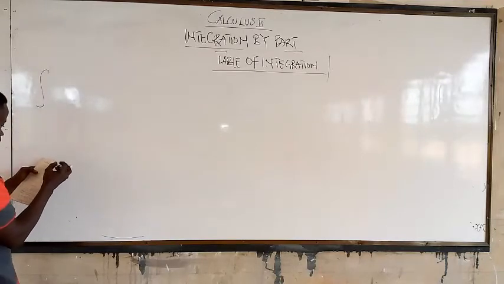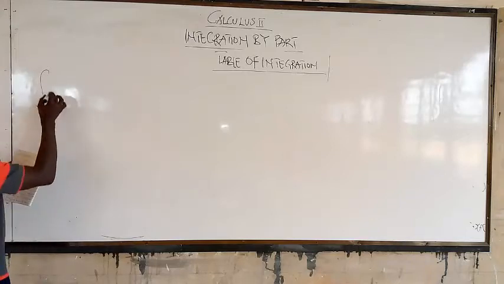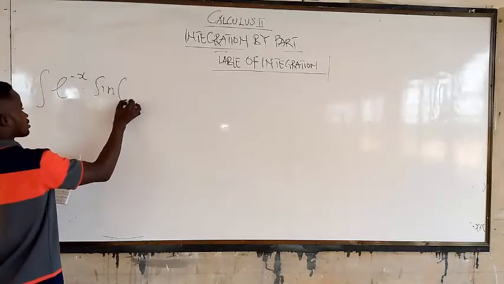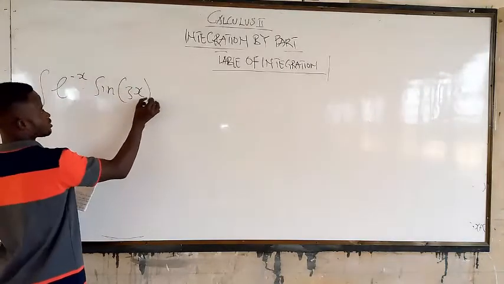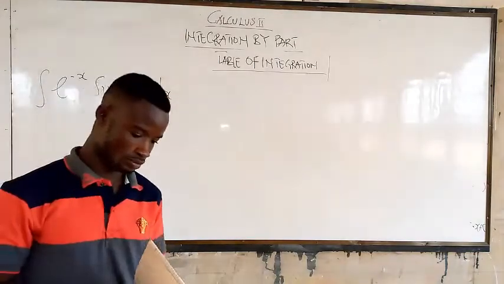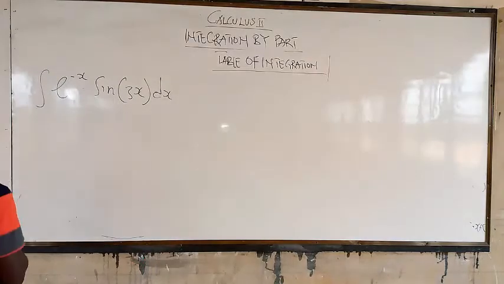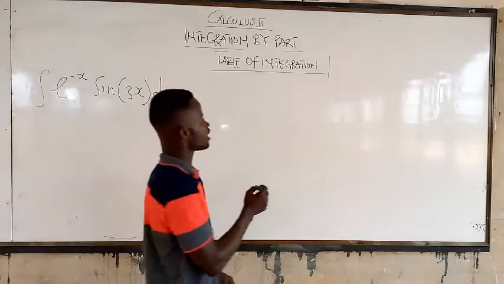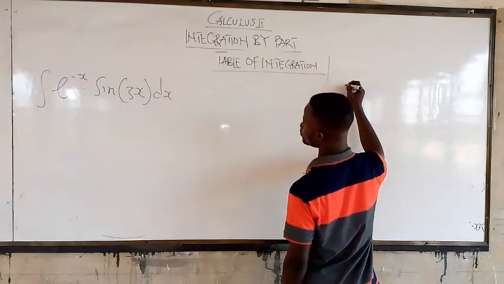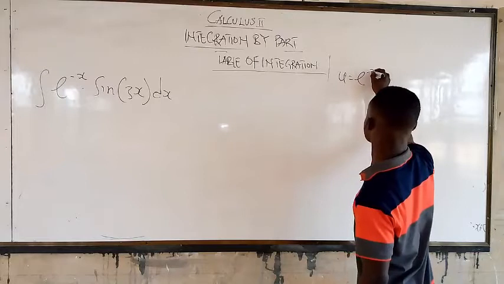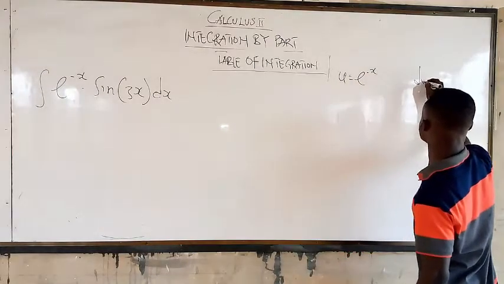Integral of e raised to power negative s sine 3s ds. So you set your u. I would like to do that here. I want it to be on top, small. So you set your u to be equal to e raised to power negative s, dv to be equal to sine 3s.